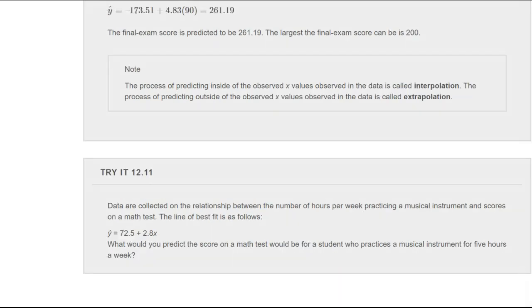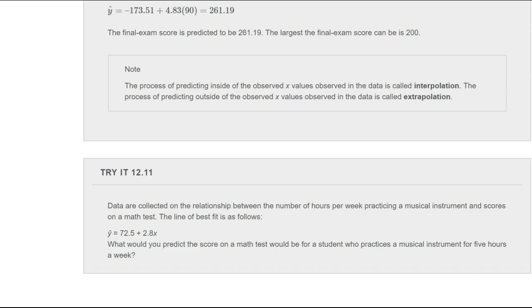I am going to run through this, try it really quickly just to give you an answer. So we have a linear best fit line of y hat equals 72.5 plus 2.8 times x. What would you predict the score on a math test for a student who practices a musical instrument for 5 hours a week? So apparently there's a relation between the number of hours practicing a musical instrument and scores on a math test.